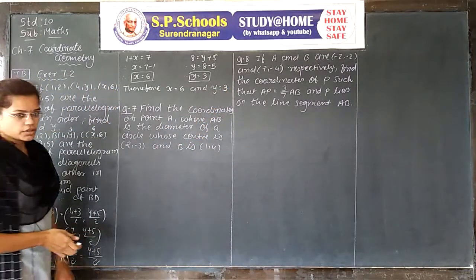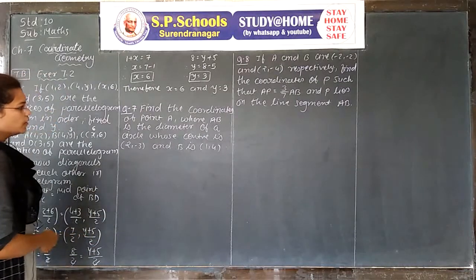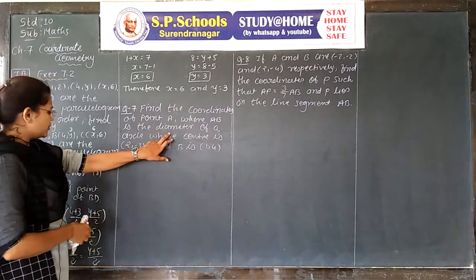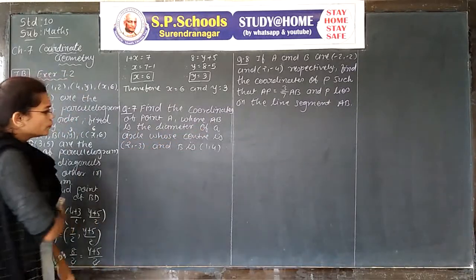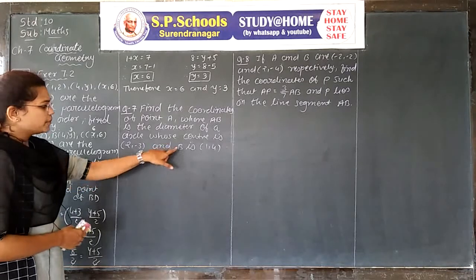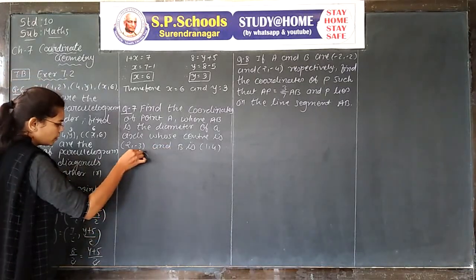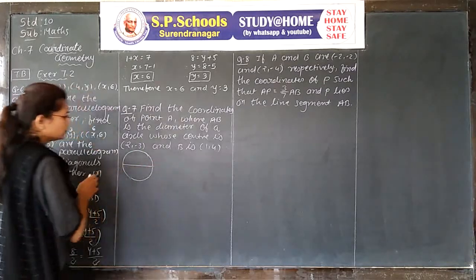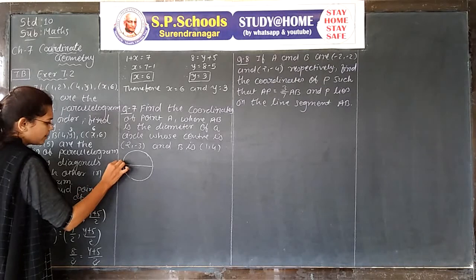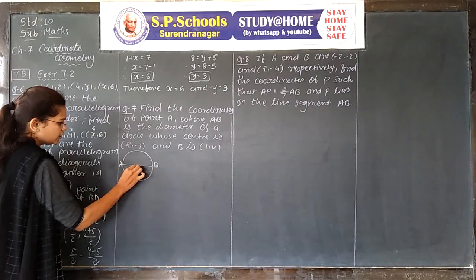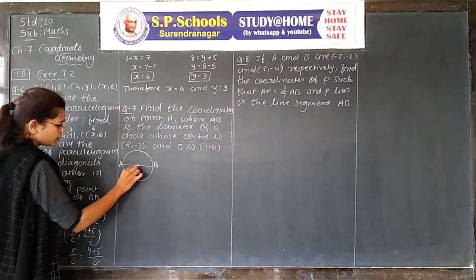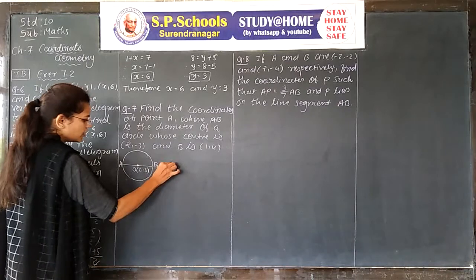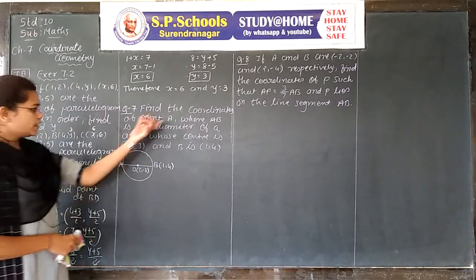Now see the next question, number 7. The 7th is again most easy. Find the coordinates of point A where AB is the diameter of a circle whose center is (2, minus 3) and B is (1, 4). We draw one circle for our understanding. AB is a diameter and the center is (2, minus 3). Suppose O is the center which is (2, minus 3) and B is (1, 4). We need to find the coordinates of point A.